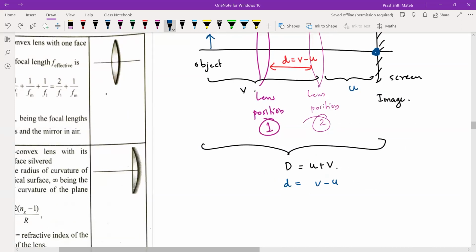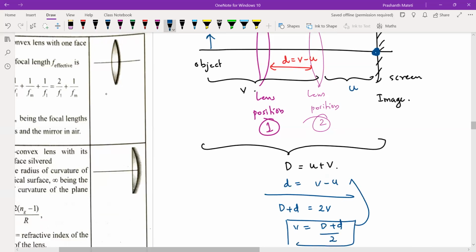Now from this we can get the v and u values. For example, if we add these two, what will happen? D plus d is equal to 2v, since u gets cancelled. So v is coming out to be (D plus d) by 2. Now if you substitute this v in here, you'll get the u value. u will be coming out to be (D minus d) by 2.